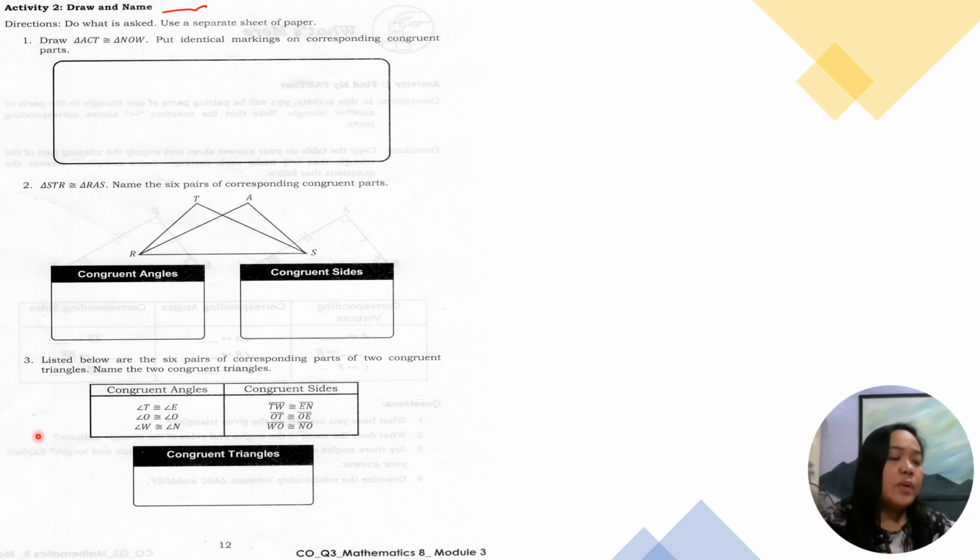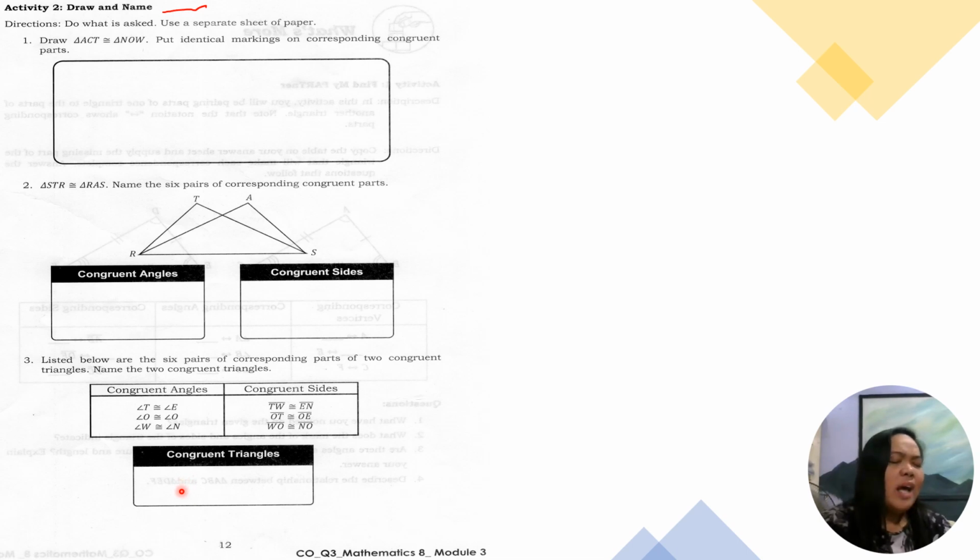And for number 3, listed below are the 6 pairs of the corresponding parts of 2 congruent triangles. Okay, here are the corresponding congruent parts, the congruent angles, as well as the congruent sides. Given these corresponding congruent angles and congruent sides, you name here in the table.